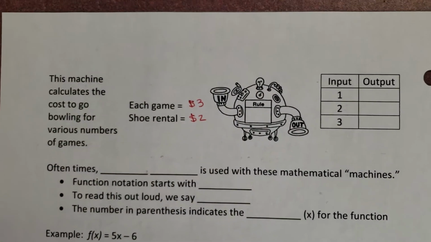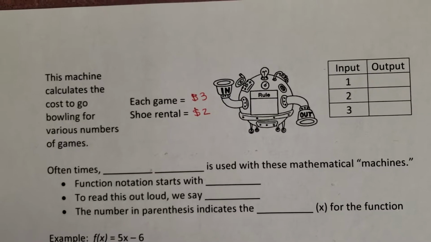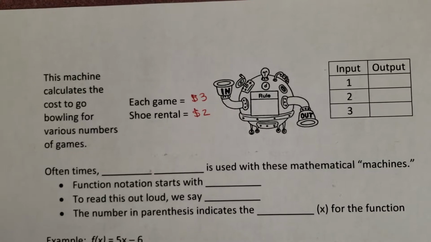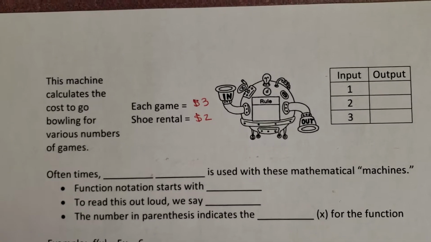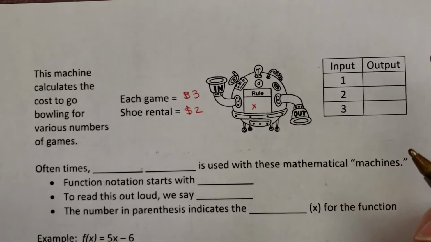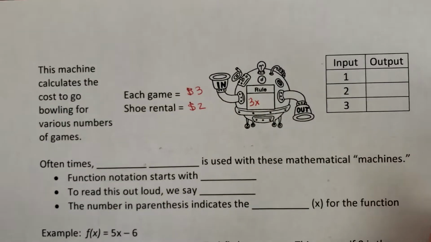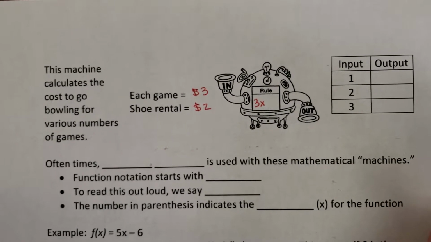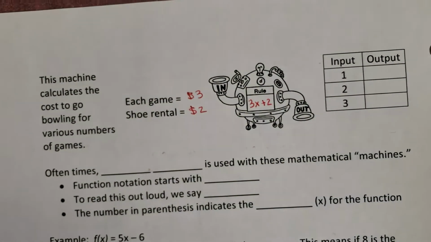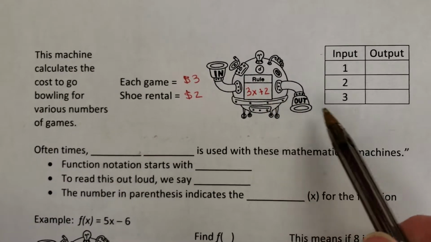Now, the thing that varies in this situation is the number of games that people bowl. Maybe some people really like bowling a lot, and maybe some people don't like bowling at all. So because the number of games can vary, that is our variable, or the x. And regardless of how many games you play, all of those games are going to cost $3 a piece. And then in addition to that $3 per game, we need to pay $2 for the shoe rental. So now we have our little function or our little machine that we can use.